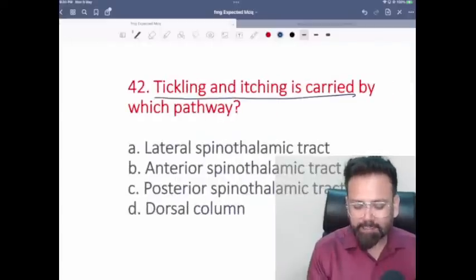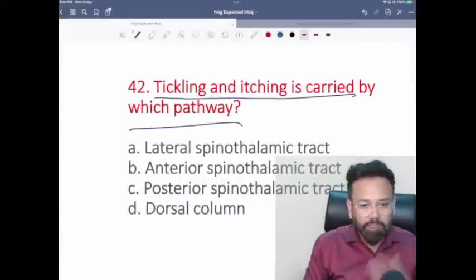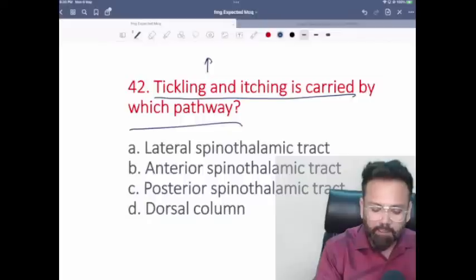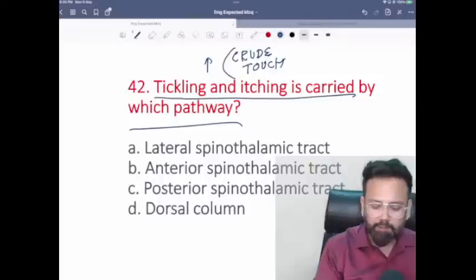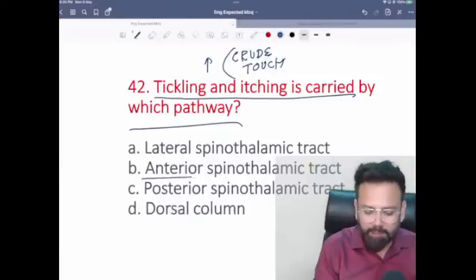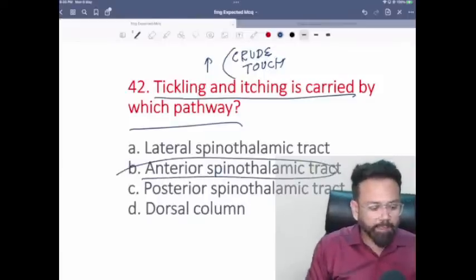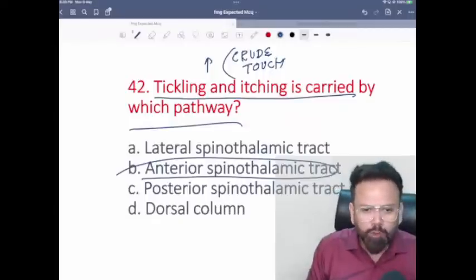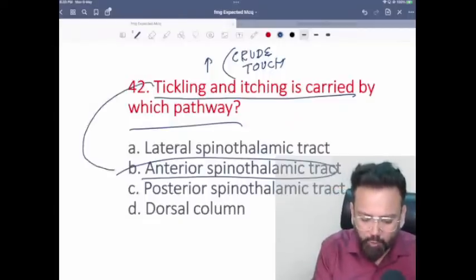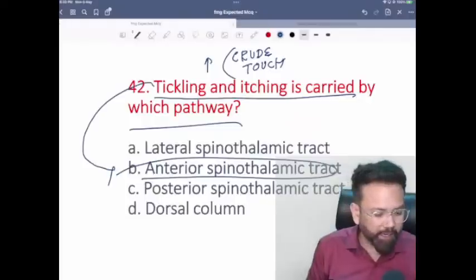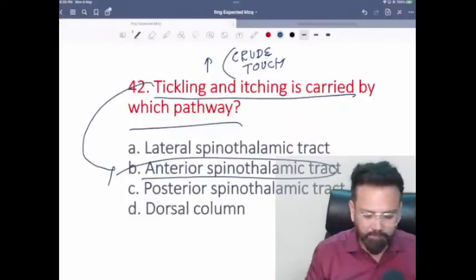Tickling and itching is carried by which pathway? Just now we have discussed, these are crude touch. They are simply crude touch. So you know, anterior spinothalamic tract: tickling, itching, all these are crude touch, and crude touch goes through the anterior spinothalamic tract.